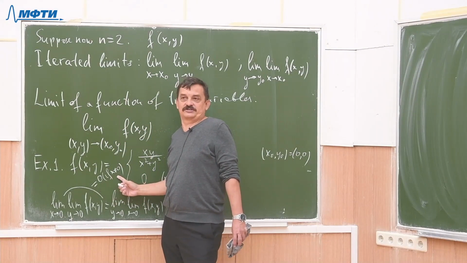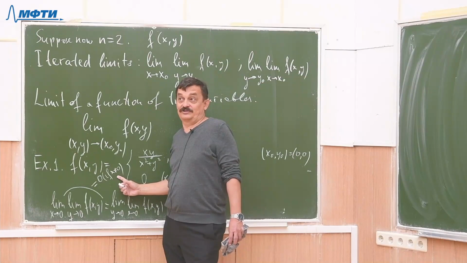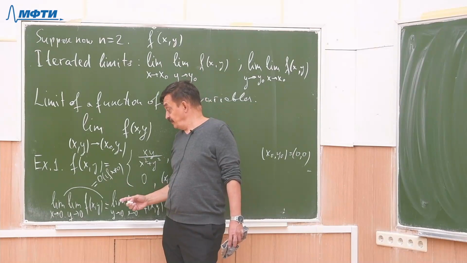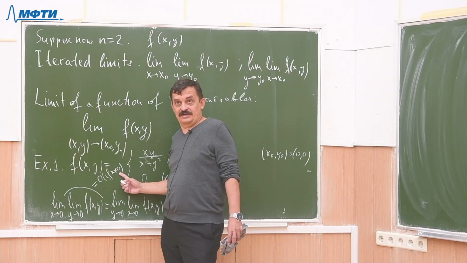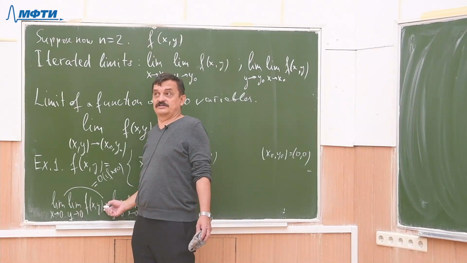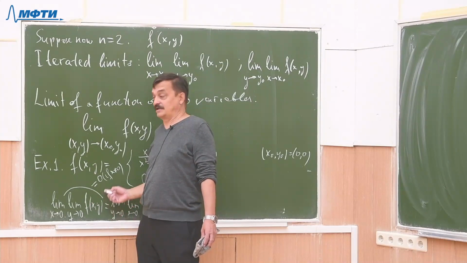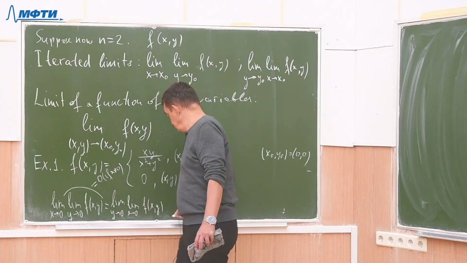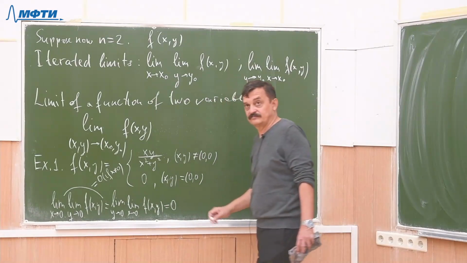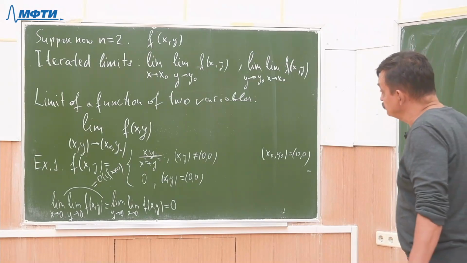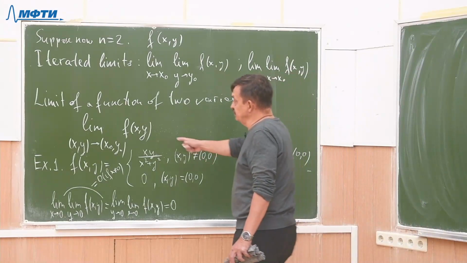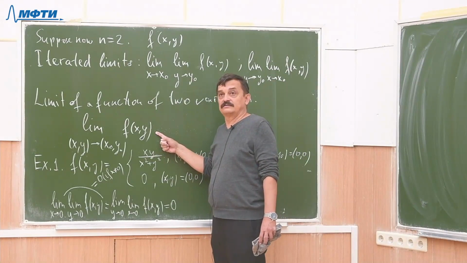Very good function, which is equal to 0 for each x which is not equal to 0. Then the limit as x tends to 0 is certainly 0. So that is 0. But this limit doesn't exist. Why?